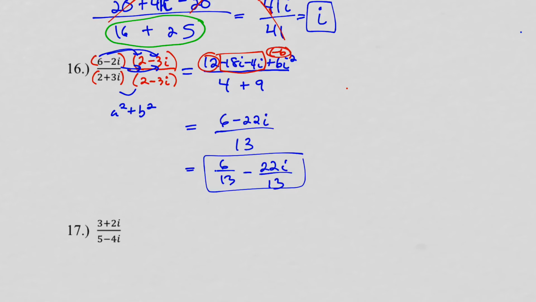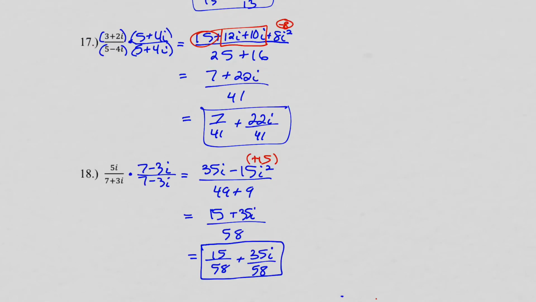Okay, so you can go ahead and pause that, rewind it, whatever you've got to do to look at that again if you need to. But let's go ahead and try 17 and 18 on your own, and then check back with me in a few minutes to see how you did. All right, we're back. So for number 17, 7 over 41 plus 22i over 41. And then for number 18, you have 15 over 58 plus 35i over 58.